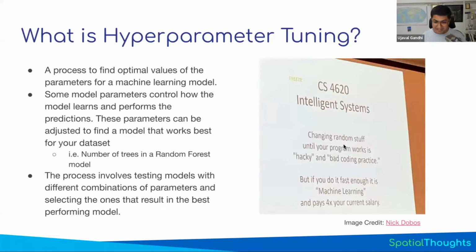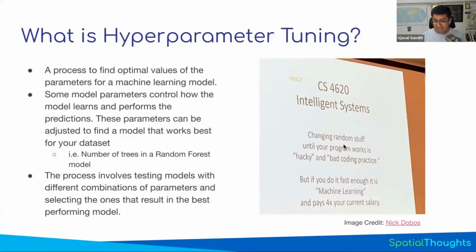So this is a quote that just summarizes what machine learning is. Machine learning is just trying random stuff, trying all the stuff and seeing which works better. The trick is if you do it fast enough, that's machine learning. So the trick is how do you try different things using code instead of trying manually.